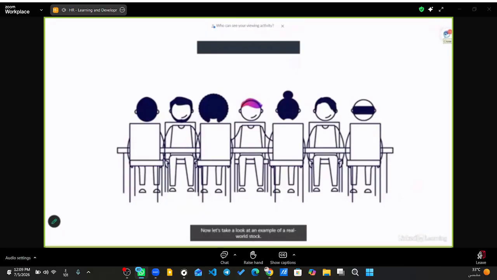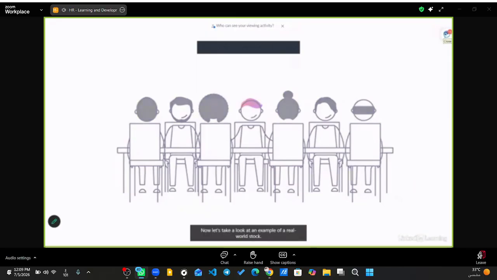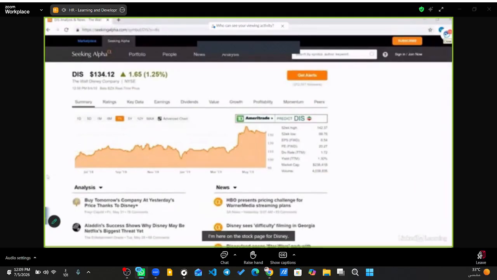Now, let's take a look at an example of a real-world stock. I'm here on the stock page for Disney. Now, we're using the Seeking Alpha site, but there's many other sites out there, CNBC, NASDAQ.com, Yahoo Finance, and a variety of others.